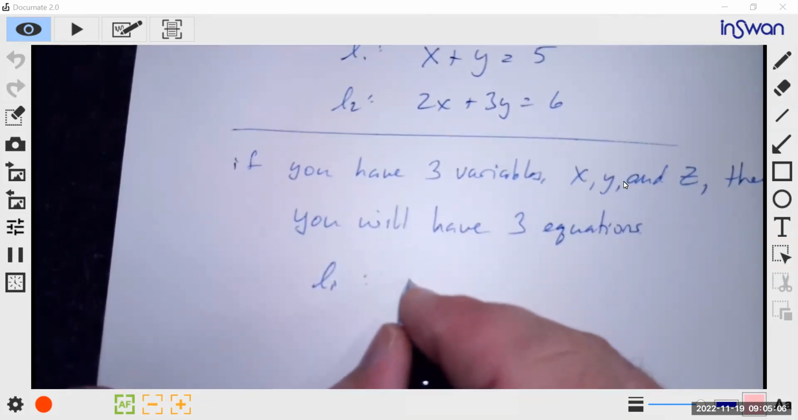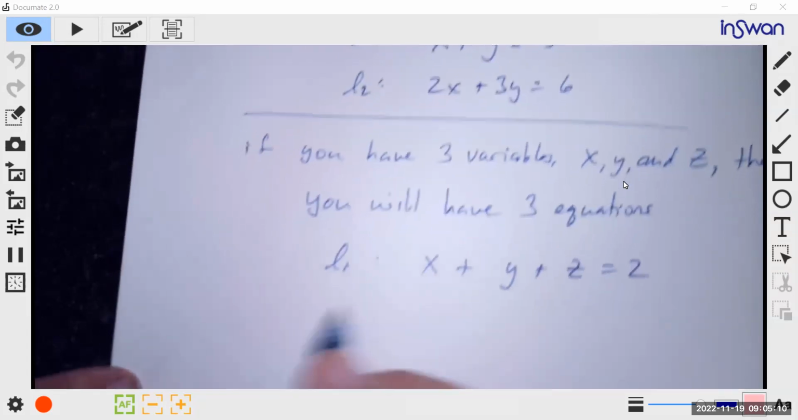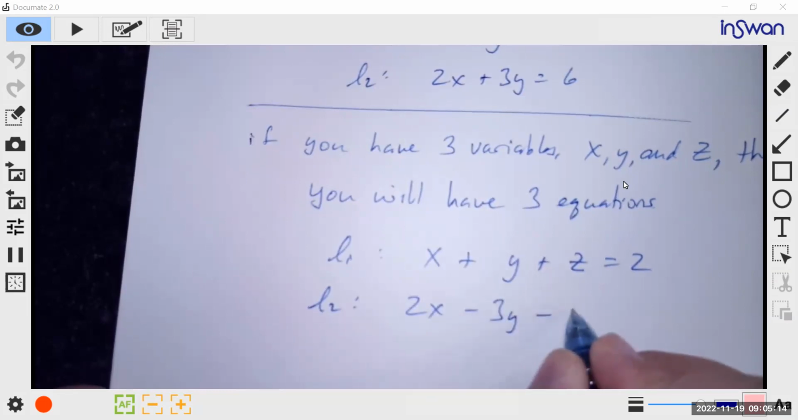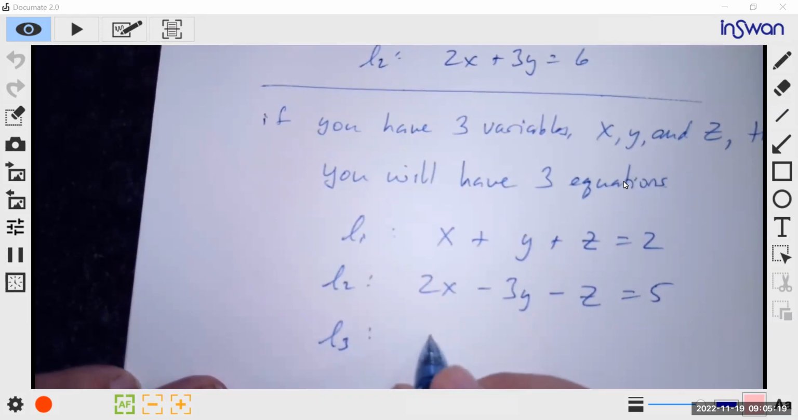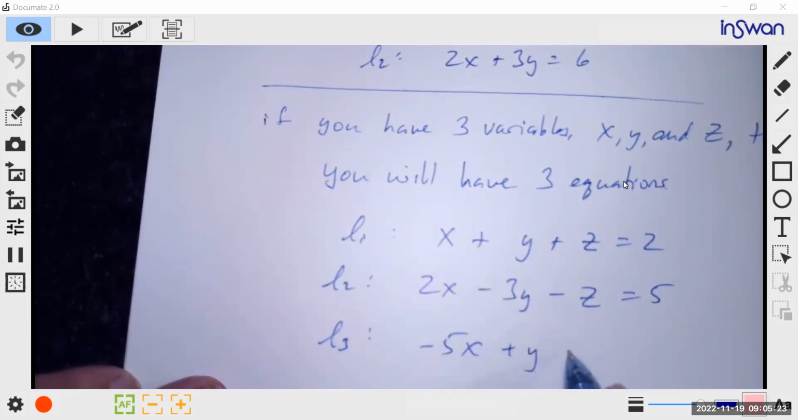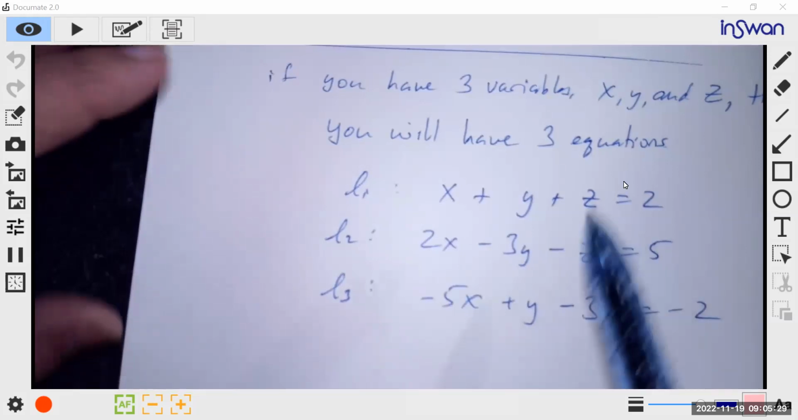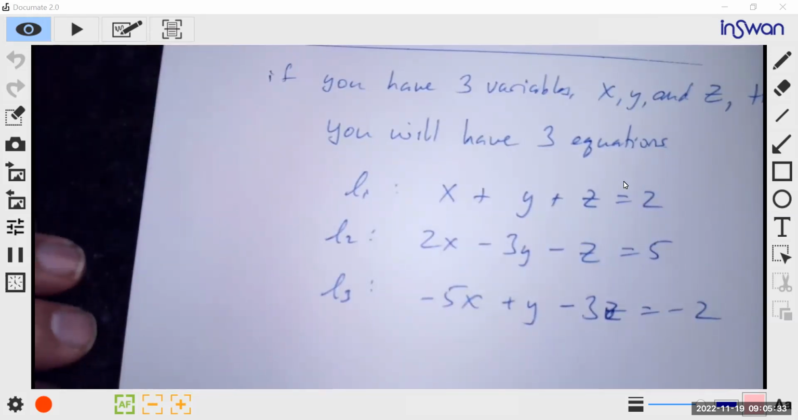Equation 1, X plus Y plus Z equals 2. 2X minus 3Y minus Z equals 5. Negative 5X plus Y minus 3Z equals negative 2. So basically, if you have three variables, you have three equations. It makes it much easier to solve that way.